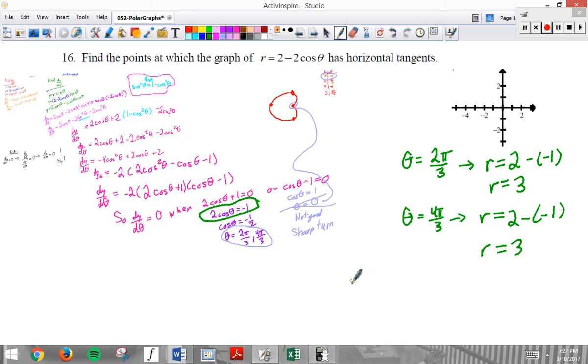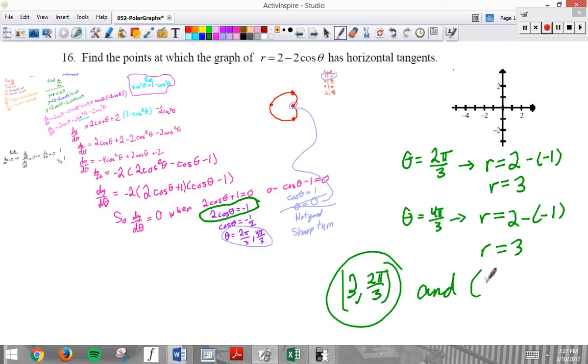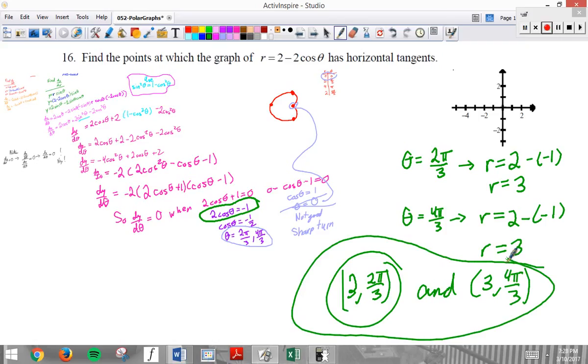So we have 3 comma 2 pi over 3 and 3 comma 4 pi over 3. I don't know why I circled just that one. Done. So those are the horizontal tangent points. Right there and right there. Oh wow.